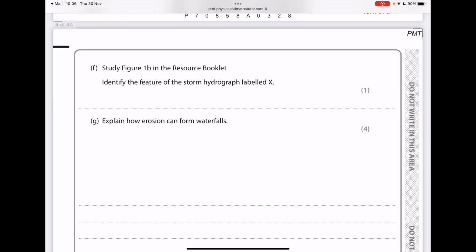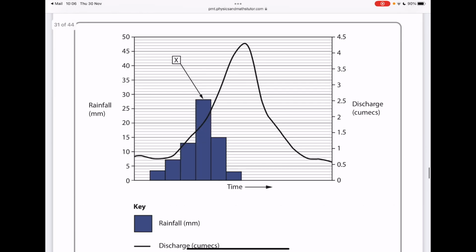So let's look at some past paper questions. We're being asked to study figure 1b and identify the feature of the storm hydrograph labelled X. So here's figure 1b. What is X? I'm hoping you can see that that is the peak rainfall. It's the top of the bar chart.